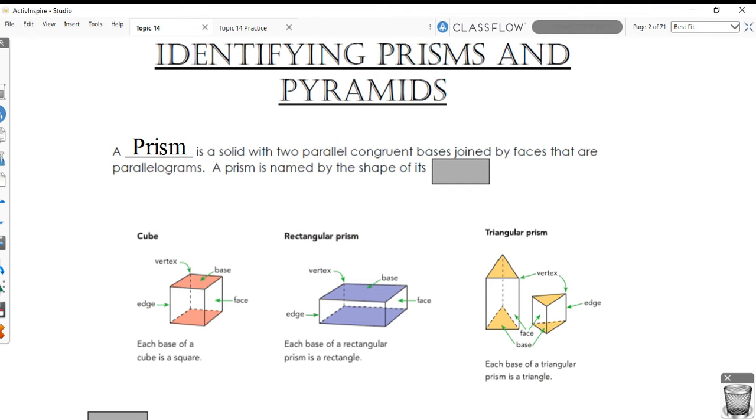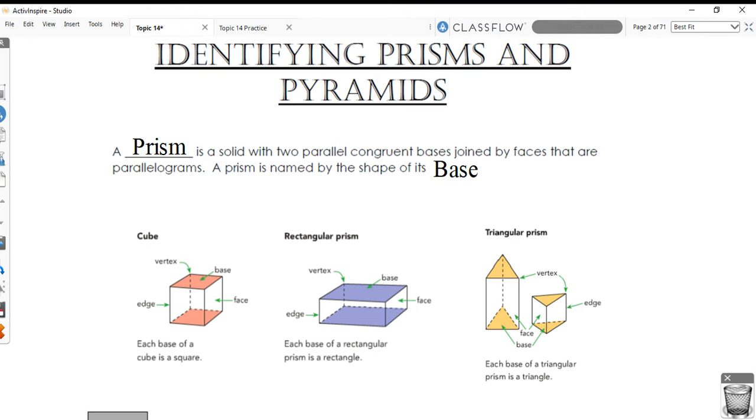Okay, prism is a solid. It's a three-dimensional solid shape. It's got two parallel congruent shapes on each end of it. Okay, it could be on each end or on the top and bottom, just depending on how you want to look at it. A prism is named by the shape of the base. Okay, so that shape, whatever that shape is, when there's two of them on either end of the prism, or the top and bottom, depending on how you're looking at it, that is called the base.